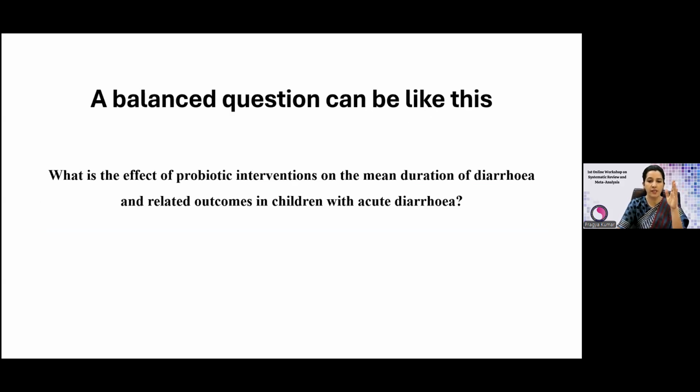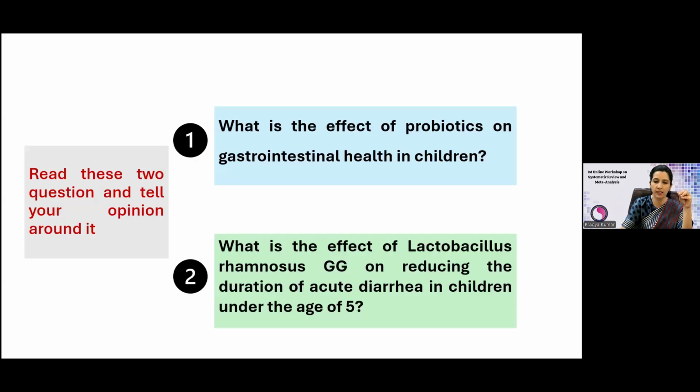Why? Because if the question is very narrow, what will happen? You will not get many studies. If your question is like the second one, then the number of studies might be very limited because you have put limitations on the intervention, which is only Lactobacillus rhamnosus. You have put a limitation on the outcome, which is the duration of acute diarrhea, and on the population, which is only under 5. So you have put limitations on these three things, and the number of studies will be very small. Then again, it will be like a subgroup analysis, and the wide applicability of that pooled finding will not be there.